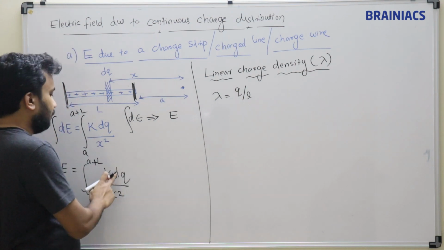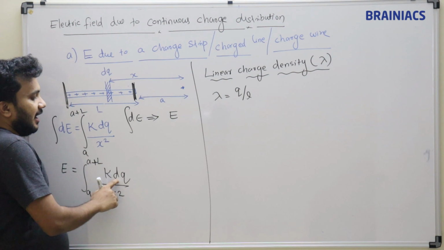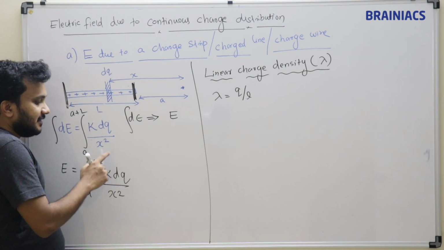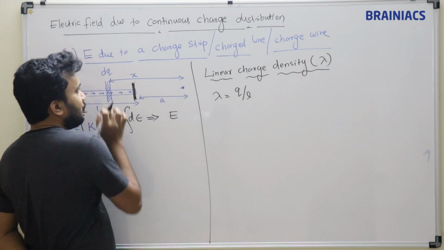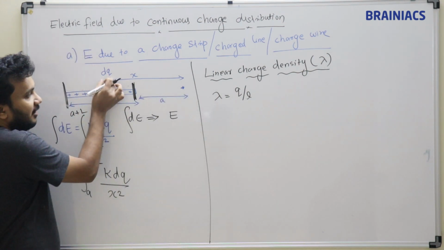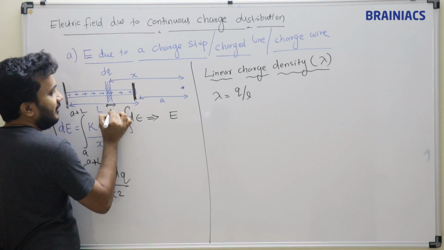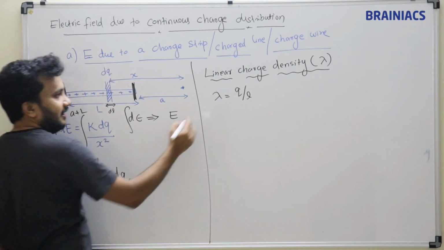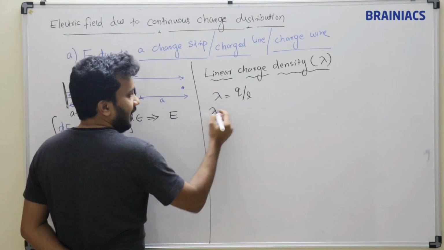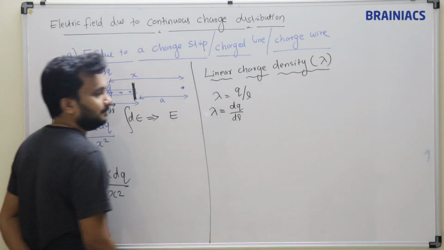Here I am going to replace this dq. If I have a dq which is a small piece, whose length, this strip length, is called dl, then for this small shaded area I can write lambda equal to dq divided by dl.